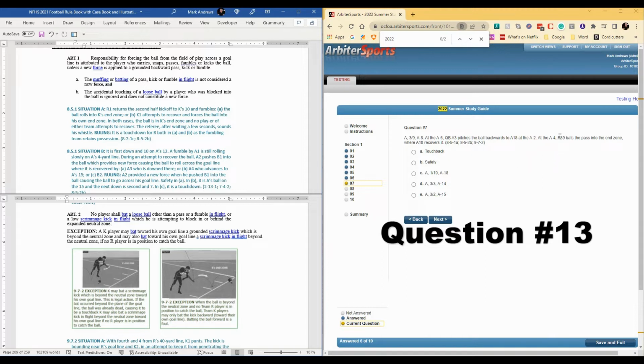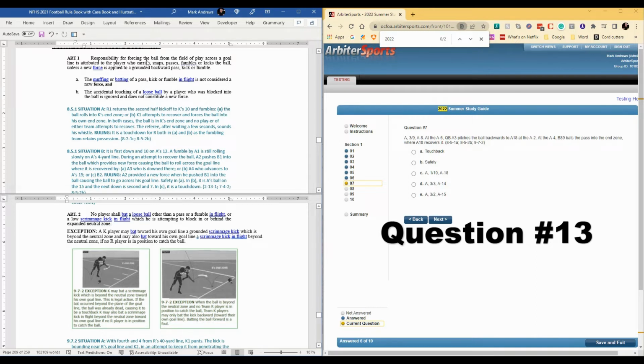And you would think it would be B89, because he batted the pass into the end zone. Well, this introduces the concept of force. And force, it could be a bat, a kick, a fumble. Anyway, here we go. Carry, snap, pass, fumble, or kick. Those are all forces.